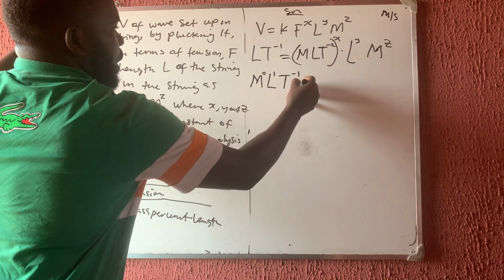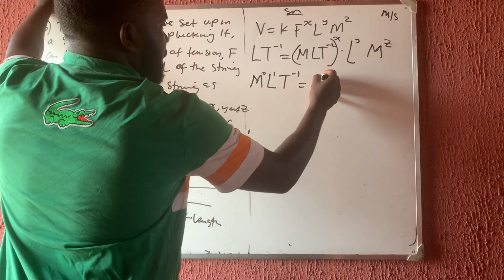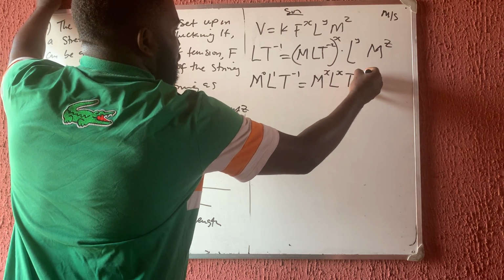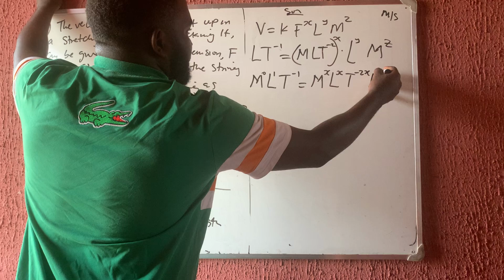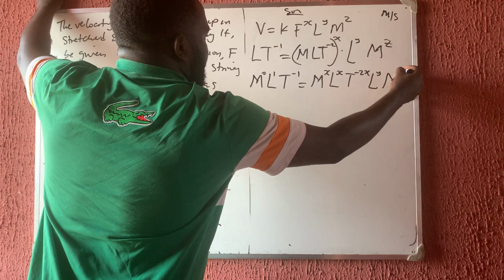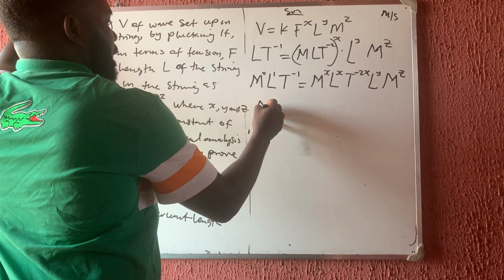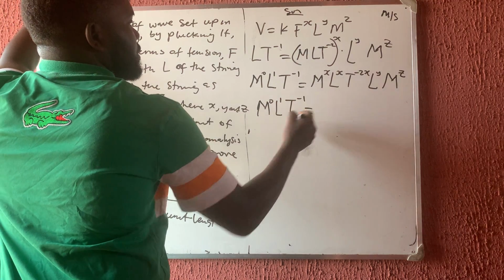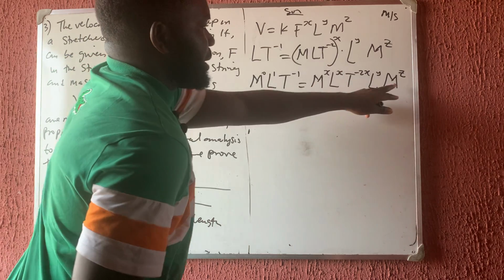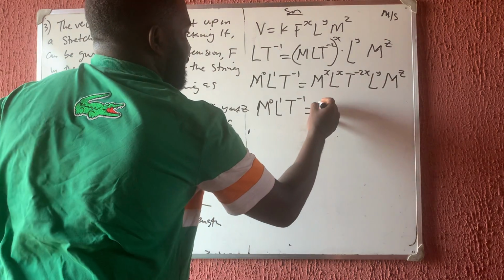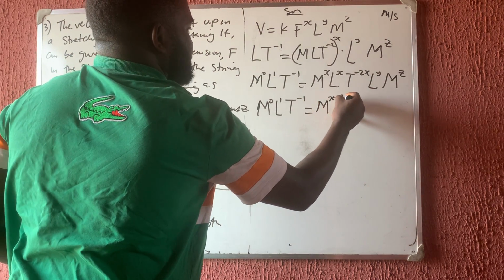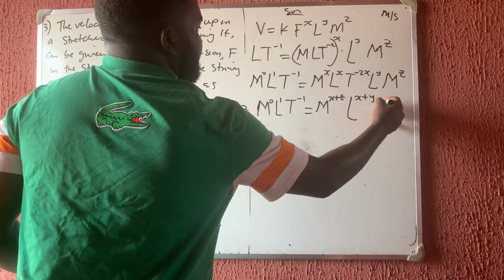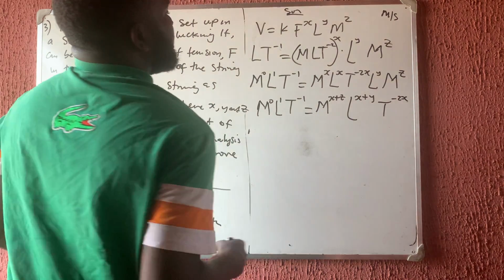Then T raised to power minus 1 is equal to, share it for them, M raised to power x, L raised to power x, then T raised to power minus 2x. Then I have L raised to power y, and then M raised to power z. Now this is what? M^0 L^1 T^-1 is equal to, according to indices, if the bases are the same, we should add the powers. So I have that M raised to power x plus z. Okay, then L raised to power x plus y. Then finally T raised to power minus 2x.